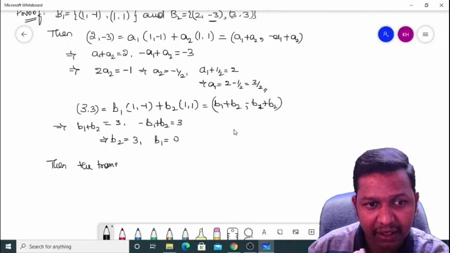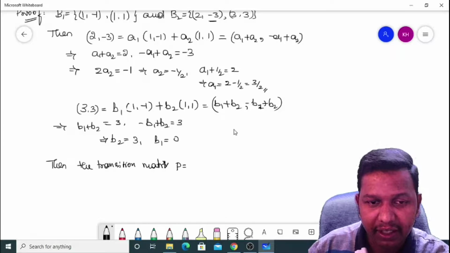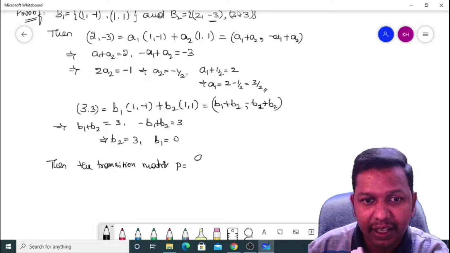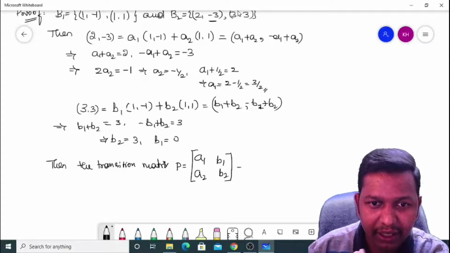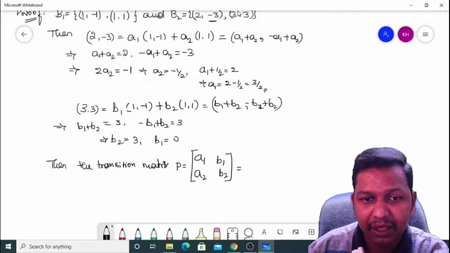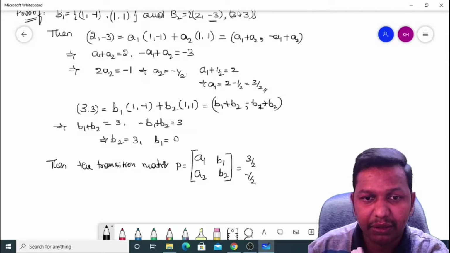Then the transition matrix capital P is equal to A1, A2, B1, B2. Substitute the values of A1, A2 and B1, B2. A1 value is 3 by 2 and A2 value is minus 1 by 2.